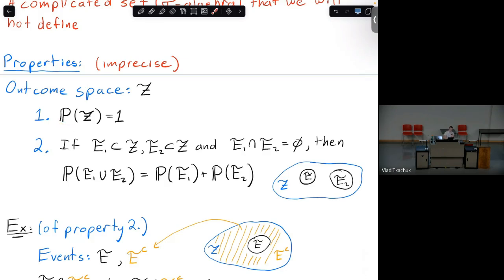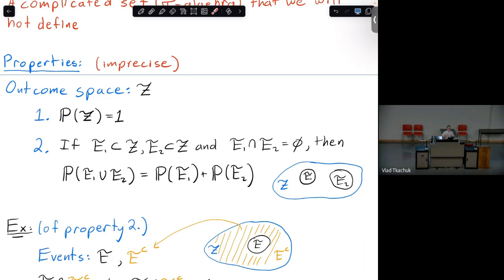And so once again, an event is any subset of the outcome space. So the outcome space itself is an event, right? Because the outcome space is a subset of itself. It's exactly the whole set. So you can talk about that event. That's the first important thing. And the second thing is that this is just a way we define the distribution.